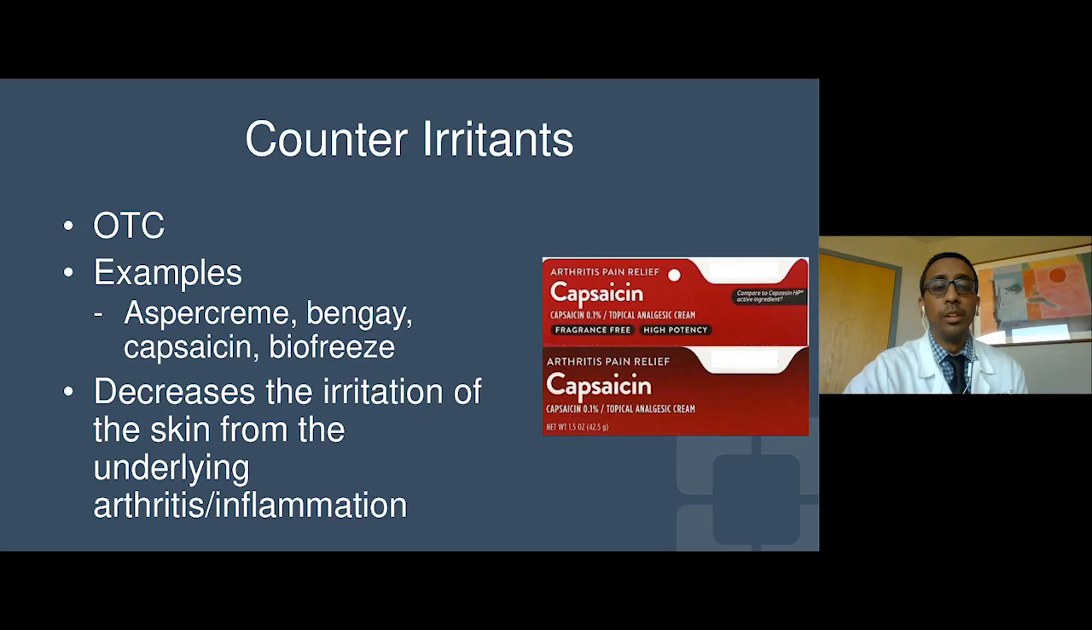The way that they work is they actually decrease the irritation of the skin from the underlying arthritis or inflammation, and what have you. So it doesn't actually get to the root cause of the pain, which most of the time is inflammation, but it can be helpful in calming down pain. A lot of times, we'll recommend using some of these to massage into joints, and that can be a source of pain relief too.